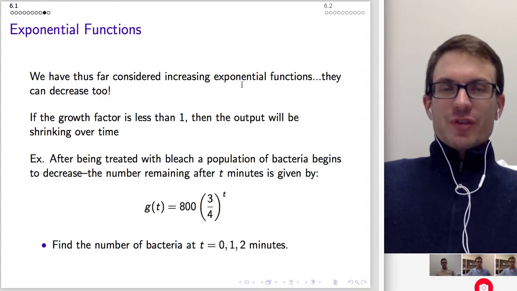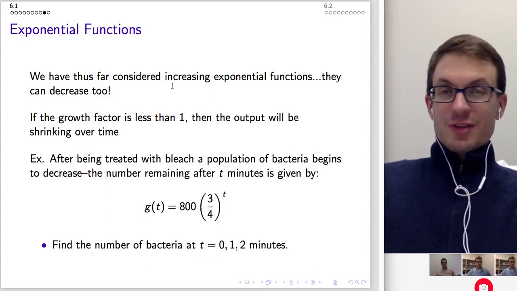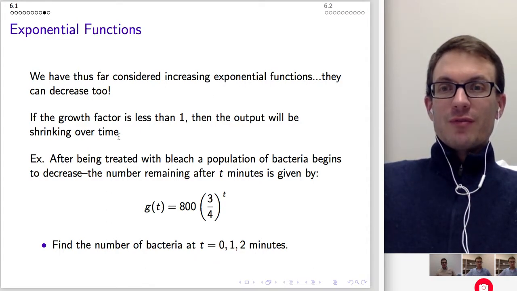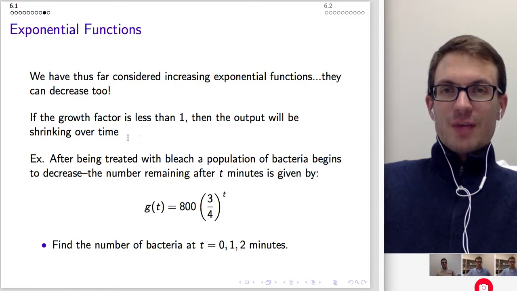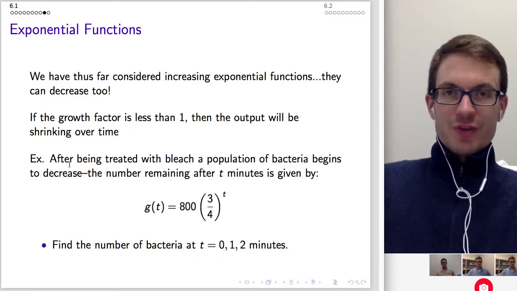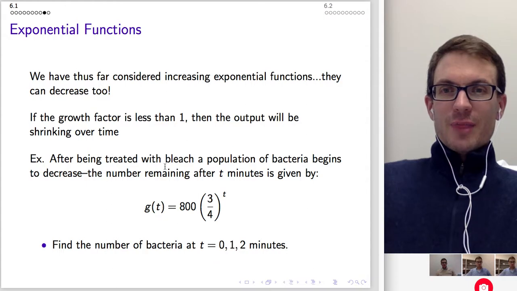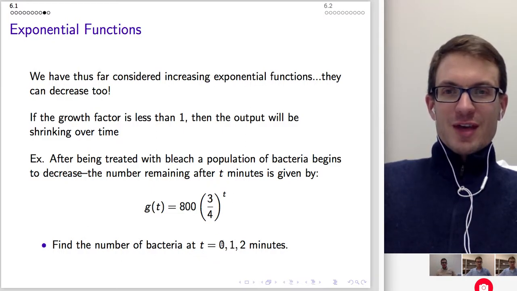All right, so far we've considered increasing exponential functions. They can also decrease. And then we have an example of decay. So, for example, suppose we have bleach applied to a population of bacteria. The population begins to decrease, and the number remaining after t minutes is given by this function, g of t is equal to 800 times 3/4 to the t. We want to find the amount of bacteria after 0, 1, 2 minutes.